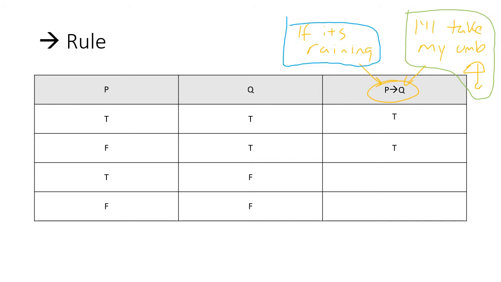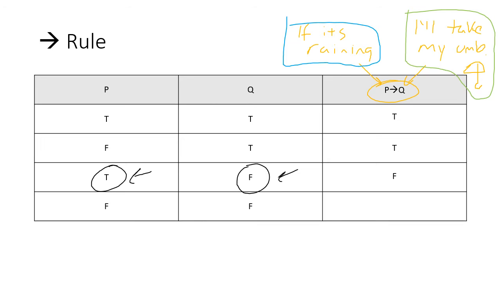So that situation is true. This next one, though, thinking about it, is to say it is raining, but I didn't take my umbrella. And in this situation, it's obvious that I'm lying if I say if it's raining, I'll take my umbrella, because it's true that it's raining, but I didn't take my umbrella. So here, in this third one, it's false.